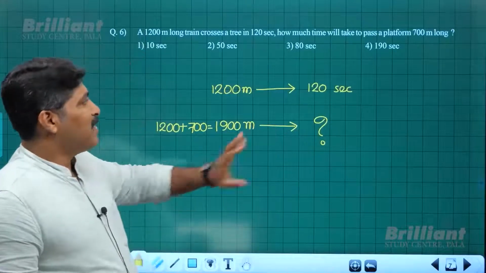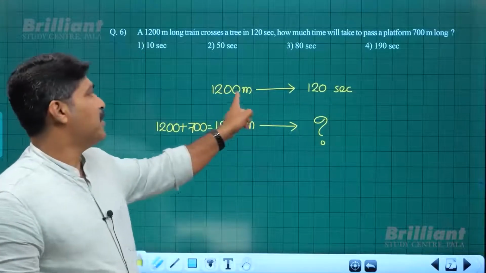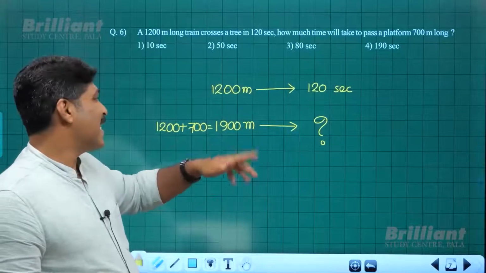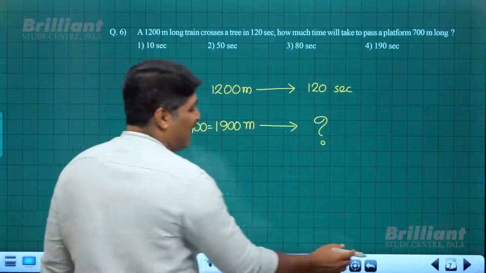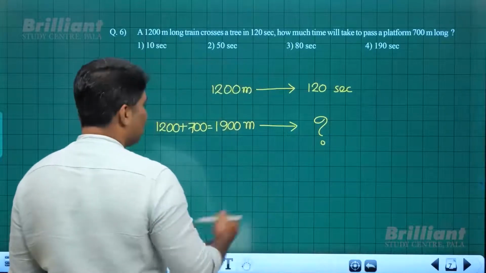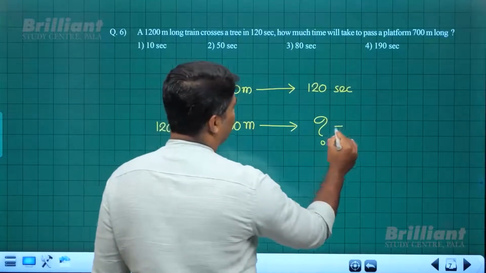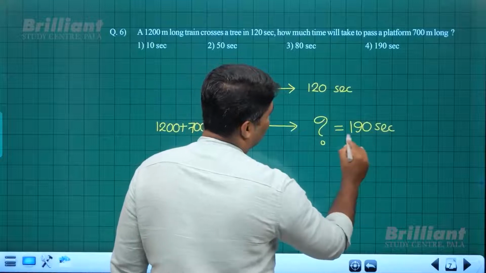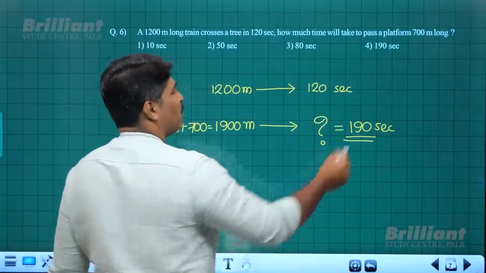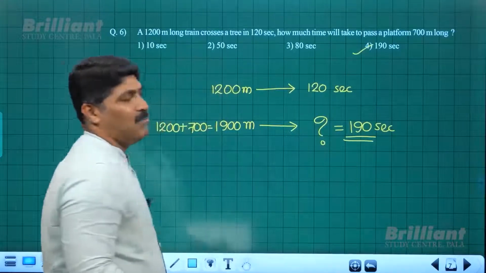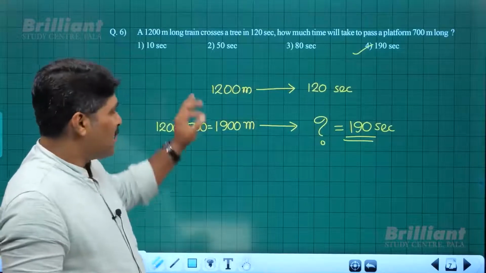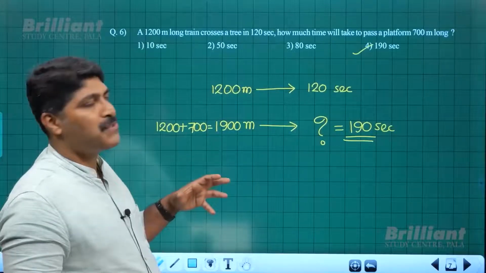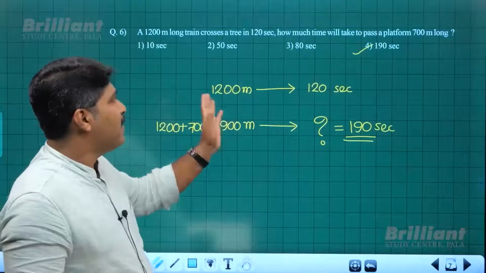While observing this, you can easily find out that 1200 takes 120 seconds, so 1900 takes 190 seconds. Without doing any operations, you can easily catch that the answer is option 4. So that's a tricky approach. Understand the distance concepts clearly, then apply the unitary method here.